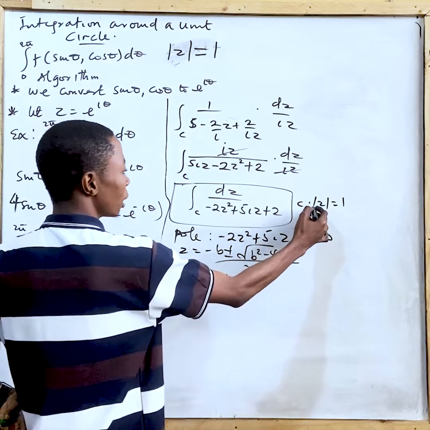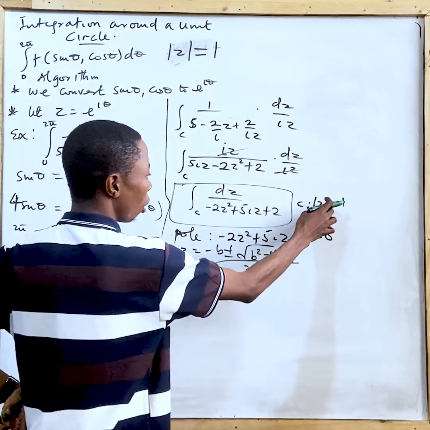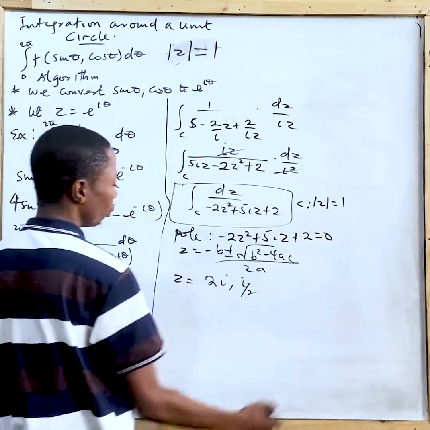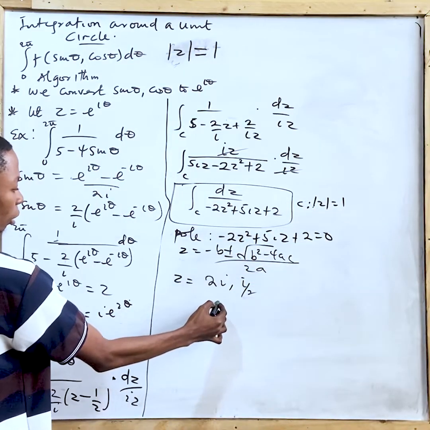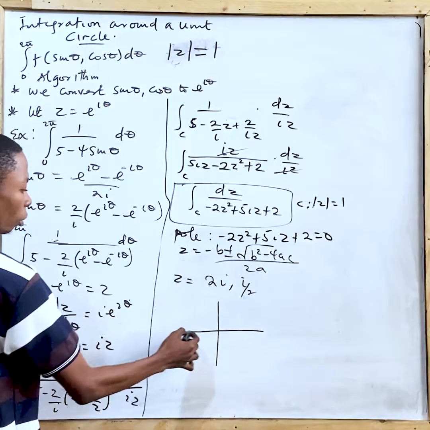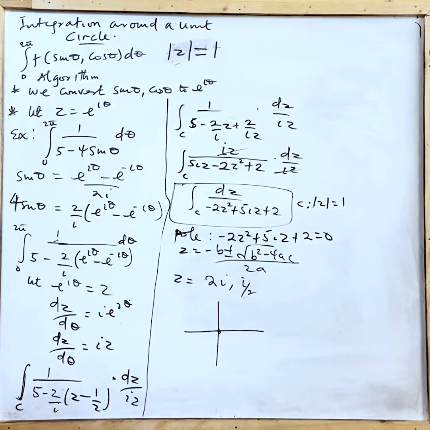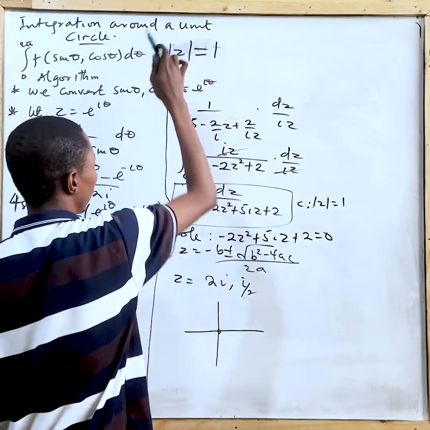Now, since the contour is a circle centered at 0 with radius 1, so the contour is a what? A circle centered at where? Centered at 0. The absolute value of z is always 1.